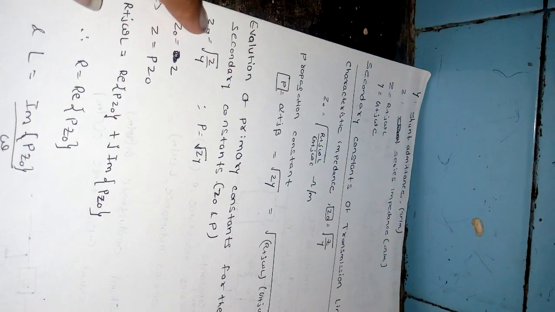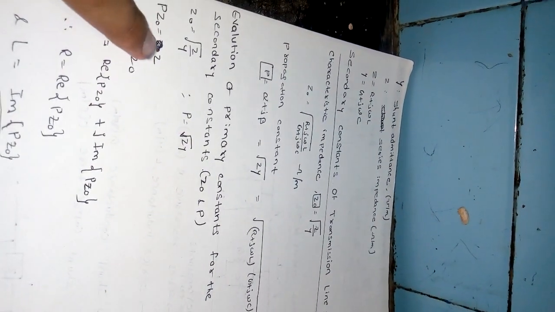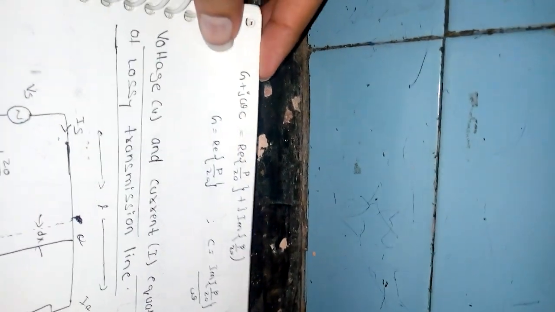For evaluation of the primary constants from the given secondary constants, we can just modify. We have Z0 equal to under root Z by Y, and P equal to under root ZY. Multiplying P and Z0 we get Z, so Z equal to P Z0. P by Z0 equal to Y, so Y equal to P by Z0. So G equal to the real part of P by Z0, C equal to the imaginary part of P by Z0 divided by omega, R equal to the real part of P Z0, and L equal to the imaginary part of P Z0 divided by omega.